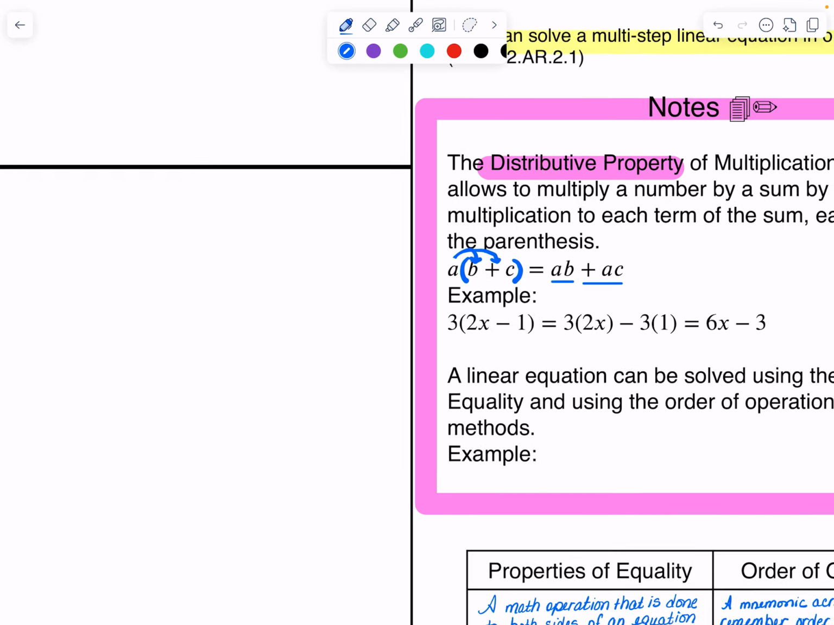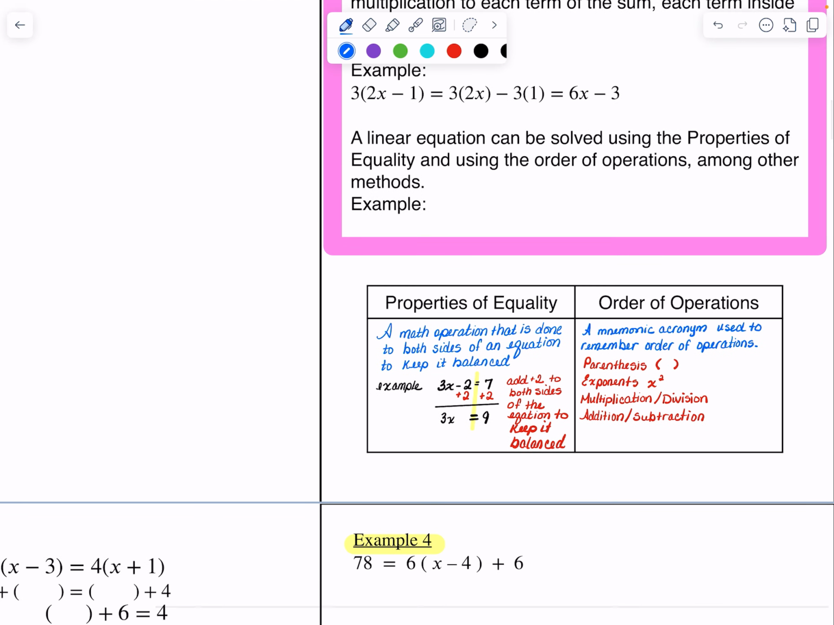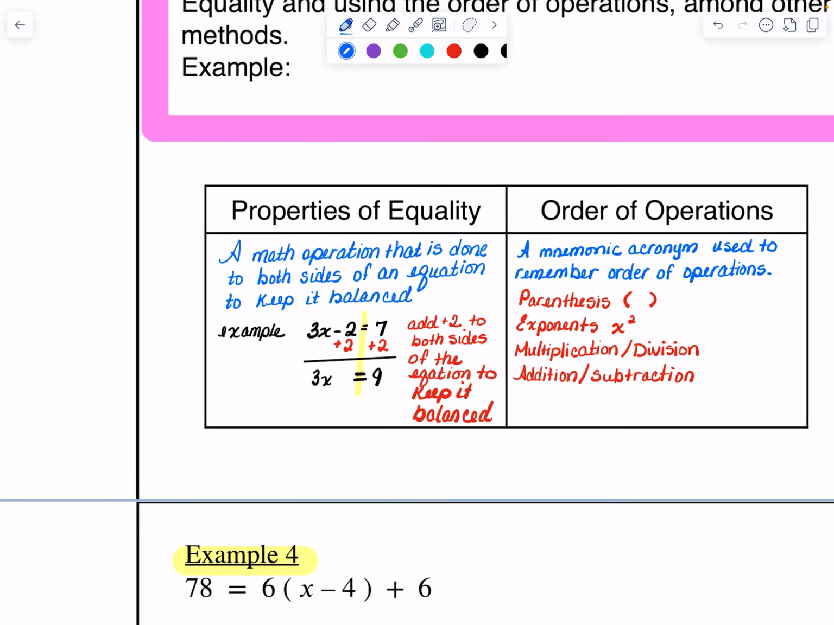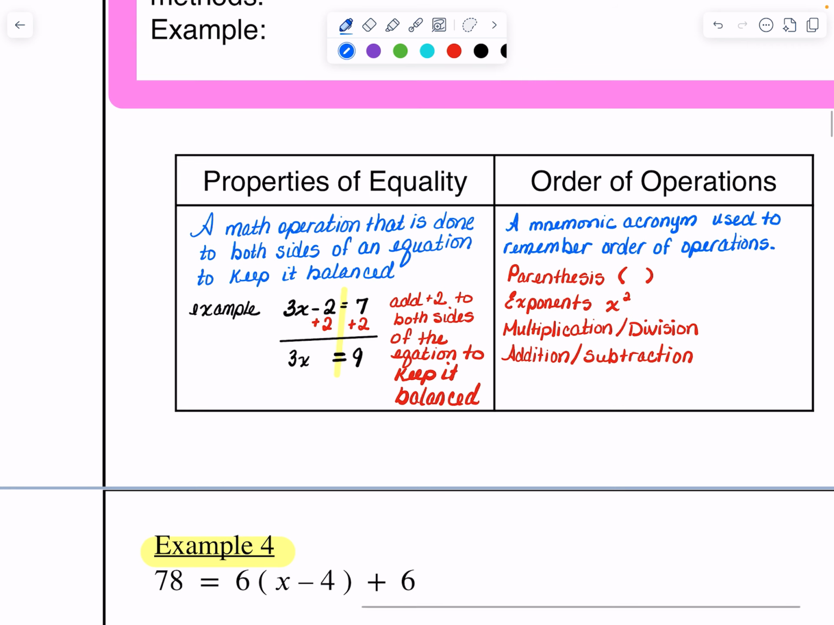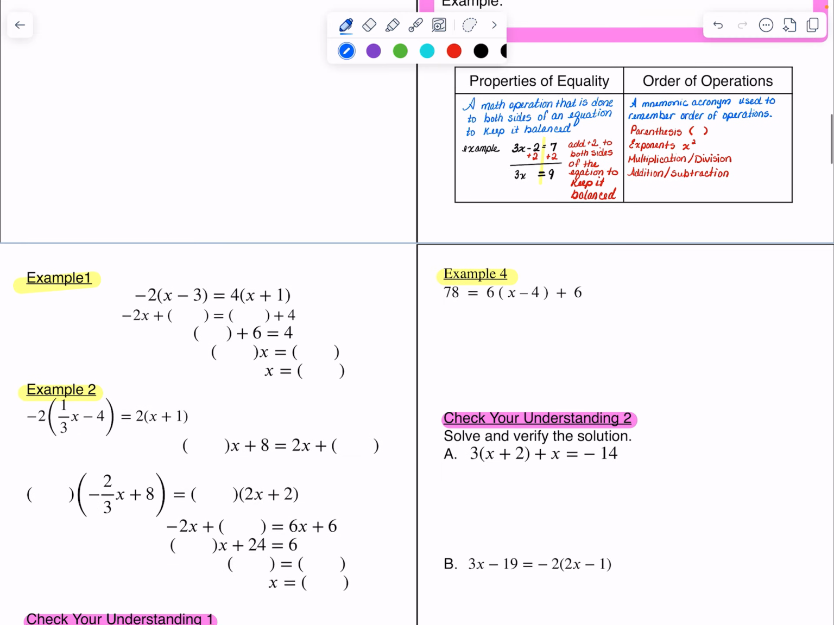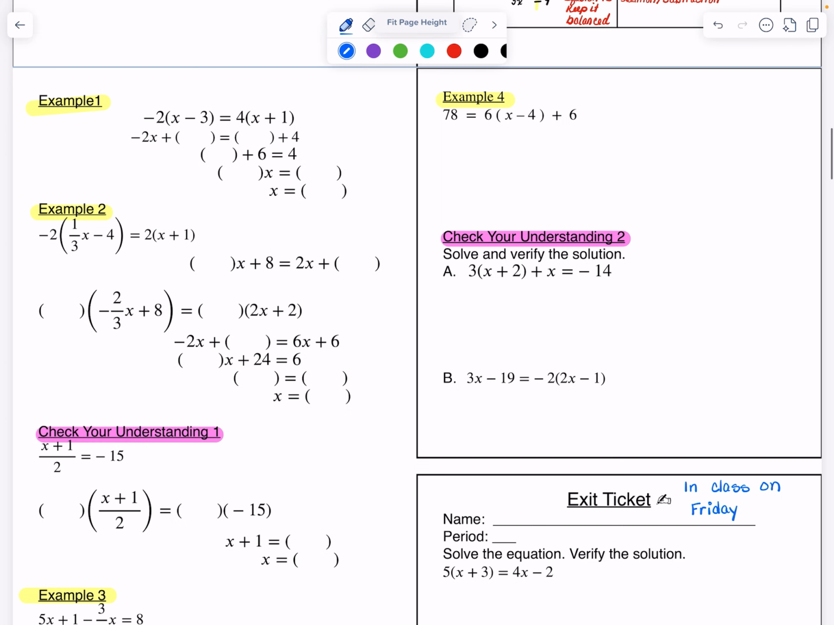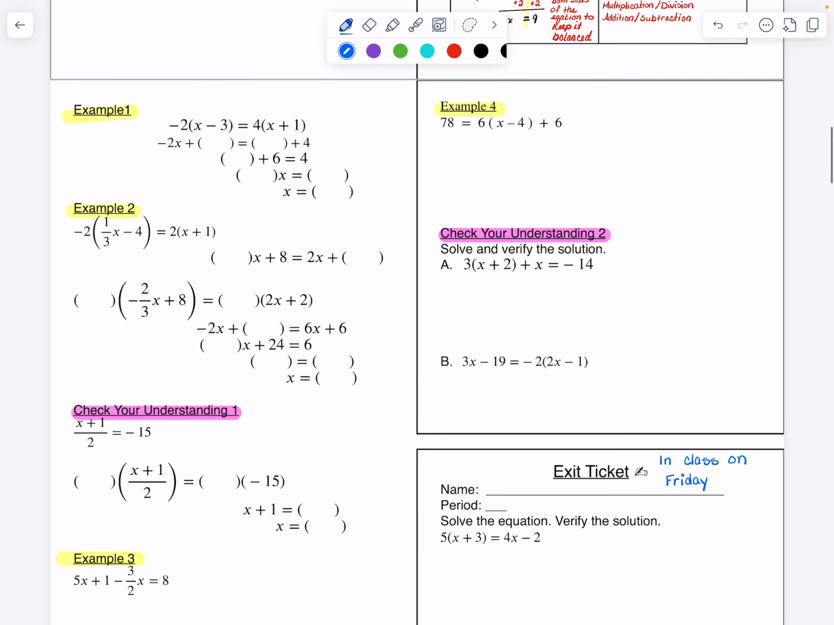Okay? All right. Also on the bottom of the notes, we have two boxes here, one that says property of equality, one that says order of operations. You're allowed to put in any notes that you know about those two terms in there. Here's some of the notes that I did if you want to pause the video here and write any of that information down. Now, on the back side of your paper, we've got examples 1, 2, 3, and 4, and then we have two groups of check your understanding.